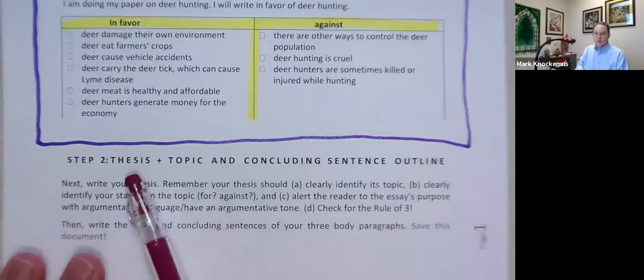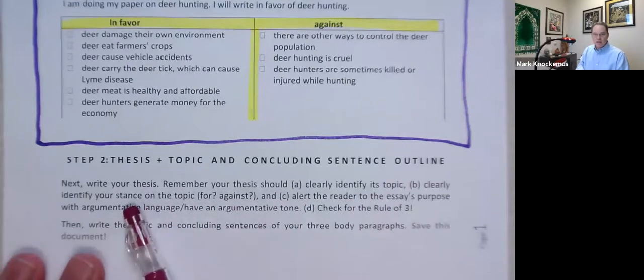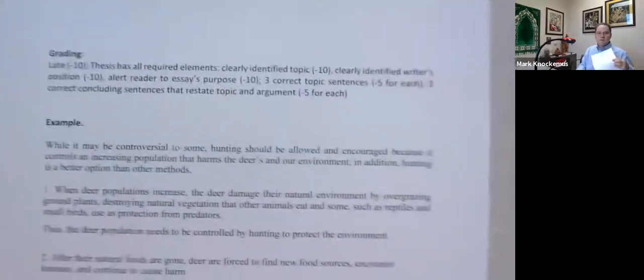If you've forgotten, please drop back and review the lecture video on writing the thesis statements for the argumentative essay. Remember that it should clearly identify your topic, your position, your stance, whether you're for or against. As well, this is one that a lot of people leave out, and it's really important. You have to alert the reader to the essay's purpose with argumentative language or have an argumentative tone. And remember, the rule of three. We're still working with the rule of three. You'll notice the different deductions.